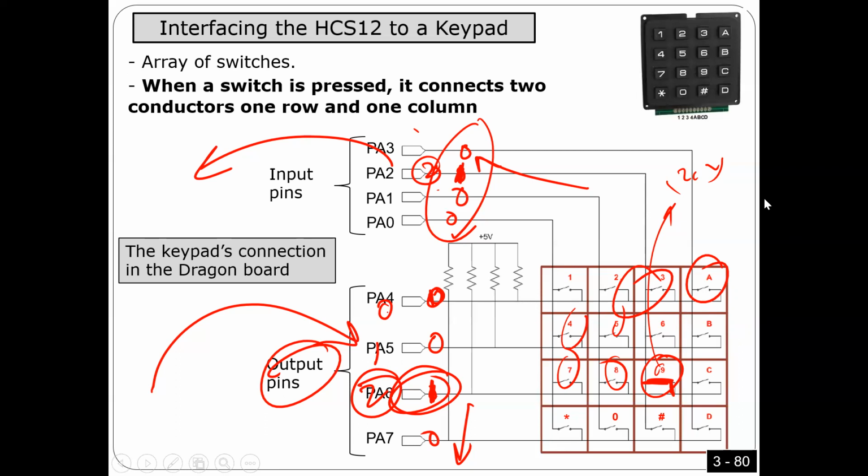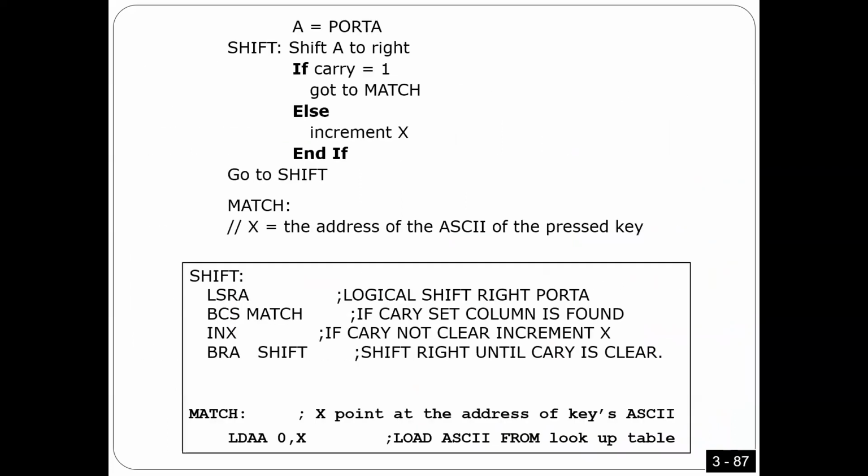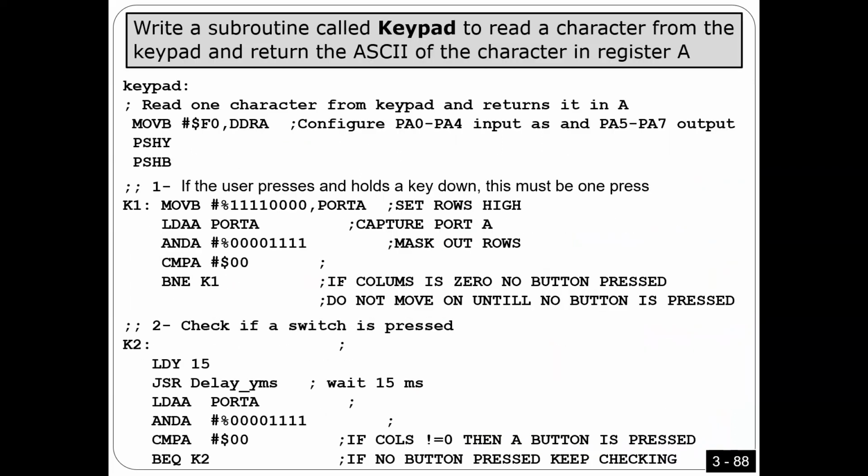Before I give you the details, we have a subroutine. This subroutine is going to do what I explained right now. It's going to do the scanning to see which row is connected to which column, and then it's going to return the ASCII of this key. This subroutine is called keypad. Is that okay? So how can you use this subroutine? Because this is what I'm going to ask you about, or just what you need in the project and exams and everything.